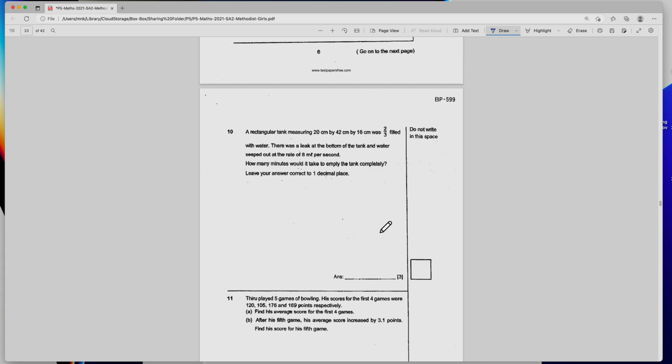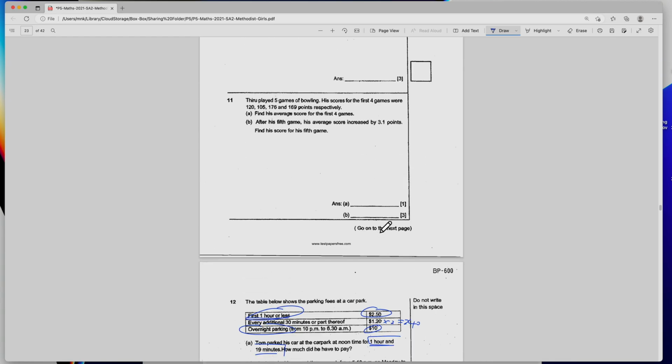B didn't do. Okay, 11B. Yes. Okay, good. 11B. So for 11B, right? Okay, let's see. Thiru played 5 games. His score for the first 4 games were this, and then find his average score for the first. Average, you know how to get average, right? Average is total. Total means you add up all together and then divide by number of items.